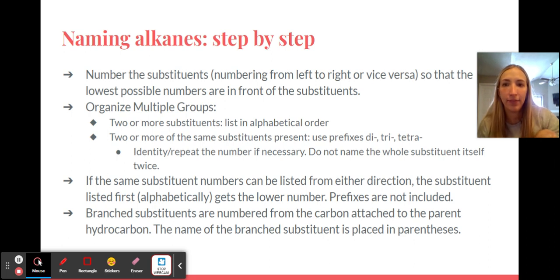If the same substituent numbers can be listed from either direction, the substituent listed first alphabetically gets the lower number. Prefixes are not included ever in the alphabetical part of it. And then branch substituents are numbered from the carbon attached to the parent hydrocarbon. The name of the branched substituent is placed in parentheses.